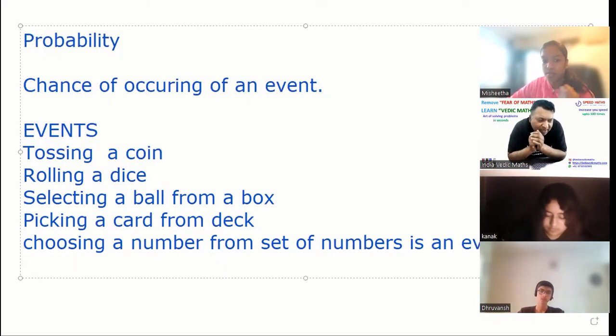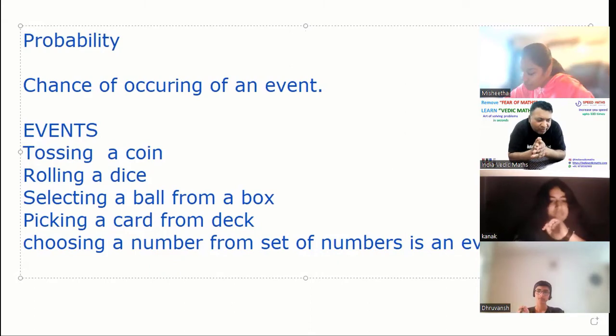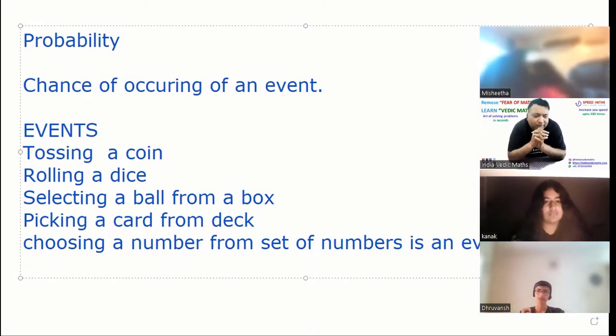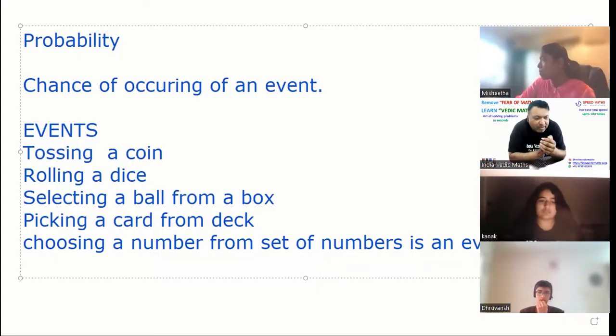Anybody who wants to give me the first example? Nobody is saying. Let's go first with Kanak, then Dhruvansh. Kanak first, what is an event? Give me an example of it. Like a chance of it raining. Correct. That is the definition. Chance of rain. So, whether it will rain or not rain is also an event.